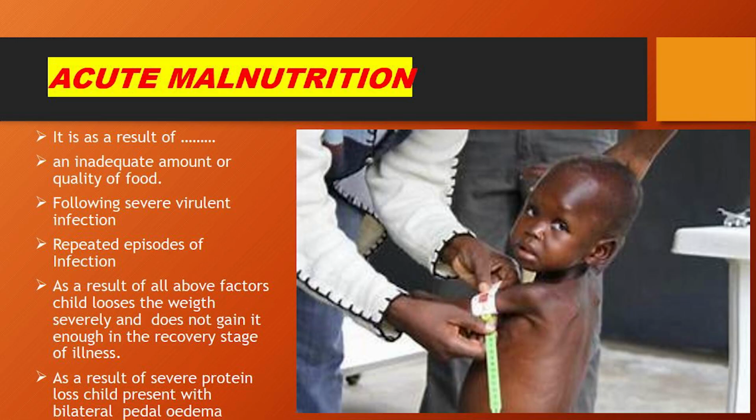So, in short, acute malnutrition is a result of, first, an inadequate amount or quality of food. Second, following severe or virulent infection. Third, repeated episodes of infection. Then, what can happen to the child?